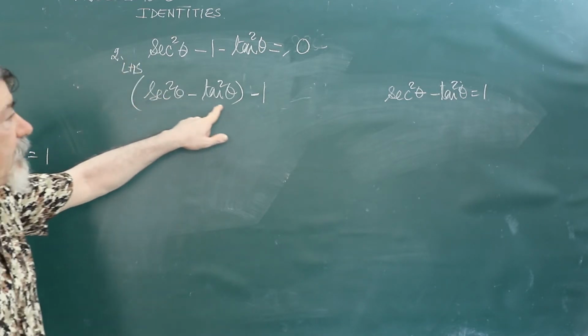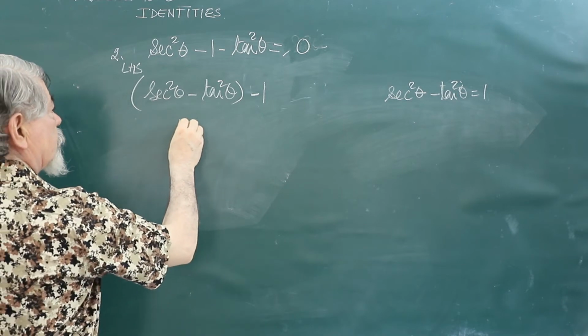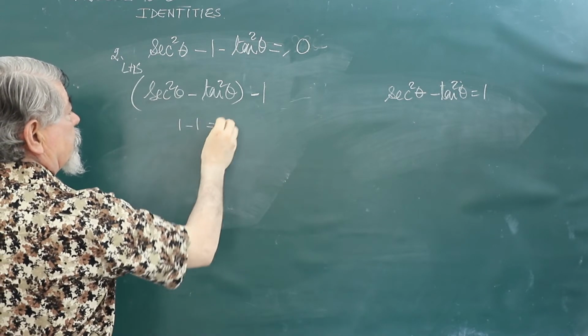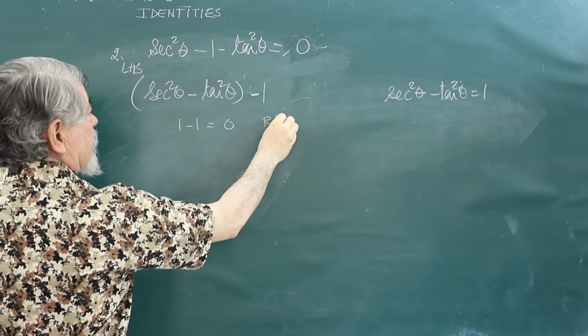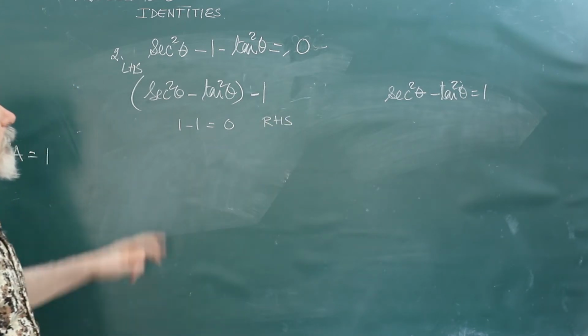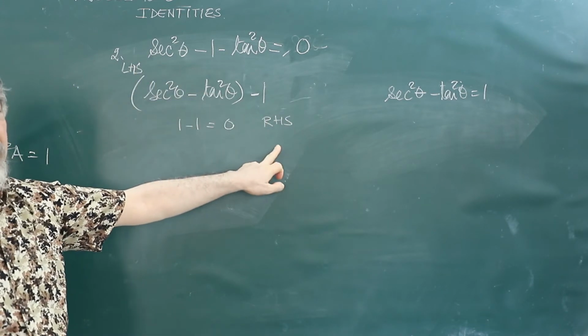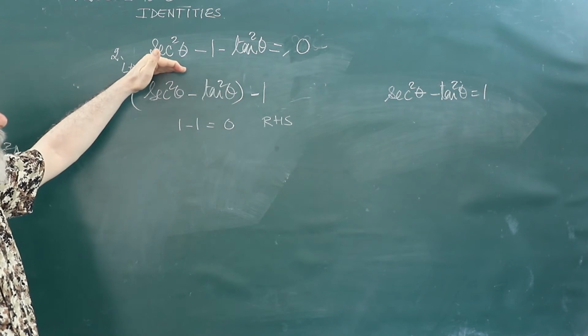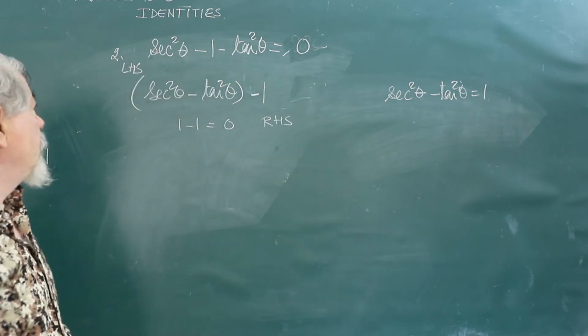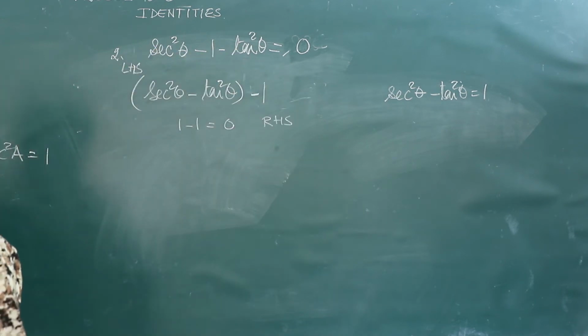Sec square theta minus tan square theta is 1. So 1 minus 1 is equal to 0, which is the right hand side. So from the left hand side we get the right hand side. Whatever was given as the left hand side is proven equal to the right hand side. Let us see the third problem.